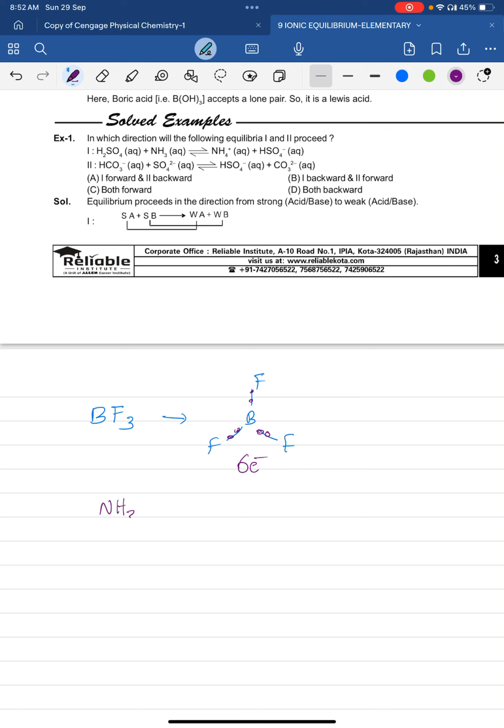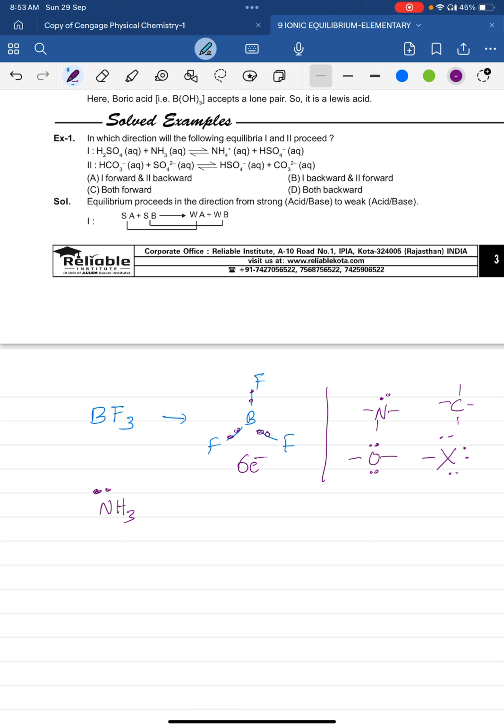You can think about ammonia. It has 2 extra electrons, which are non-bonding electrons. Try to keep in mind: when nitrogen has 3 bonds, it has 1 lone pair of electrons. If oxygen has 2 bonds, it has 2 lone pairs of electrons. When a halogen has 1 bond, it has 3 lone pairs of electrons. Carbon has 4 bonds and no lone pair of electrons. So you have to keep this in mind.